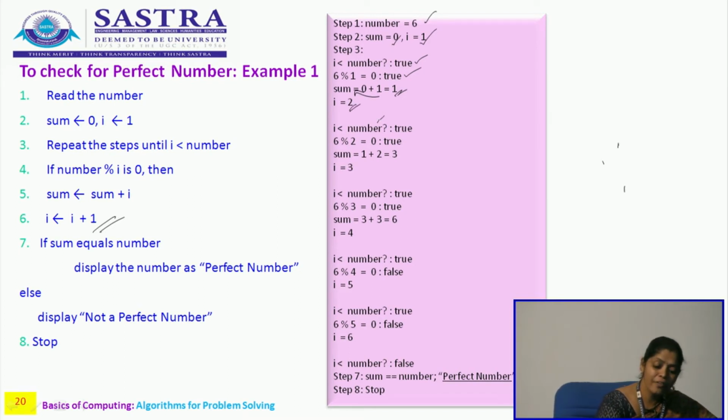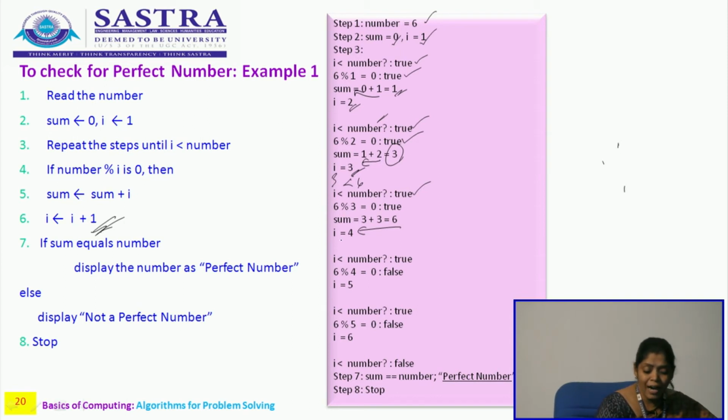Then again you check whether 2 is less than 6. Yes, it is, so we can enter once again. 6 mod 2 is also 0, so 2 is added to the previous sum, which gives you 3. Then you increment I by one, so I is equal to I plus 1, which gives you 3. 3 is also less than 6, which is true. So 6 mod 3 is again 0, and 3 is added to the sum. So this I value is added every time whenever it gives you 0 as the remainder.